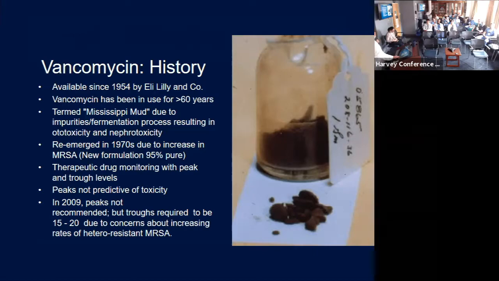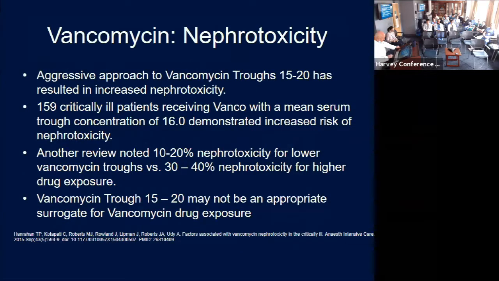And then it actually went away as a drug because there was so much ototoxicity and nephrotoxicity. Sometime in the 1970s, Eli Lilly, the company that made vancomycin, because MRSA started increasing dramatically and there was no agent to treat it, went on to purify it and make it into a drug that was much more manageable in terms of ototoxicity and nephrotoxicity. Now, that all being said, when we think about vancomycin, we still think of it as a potentially nephrotoxic agent.